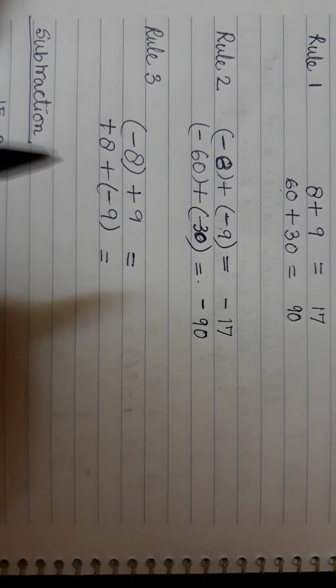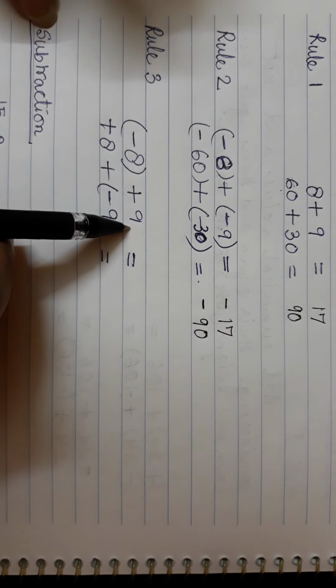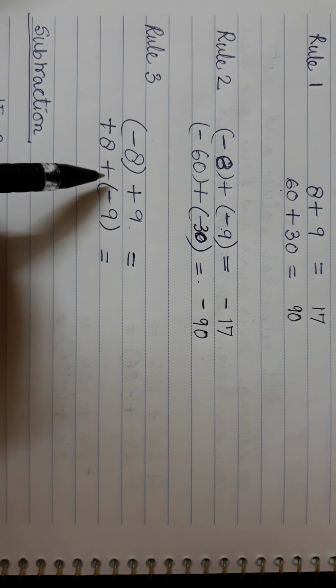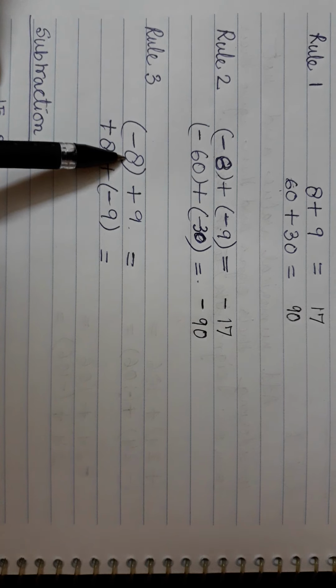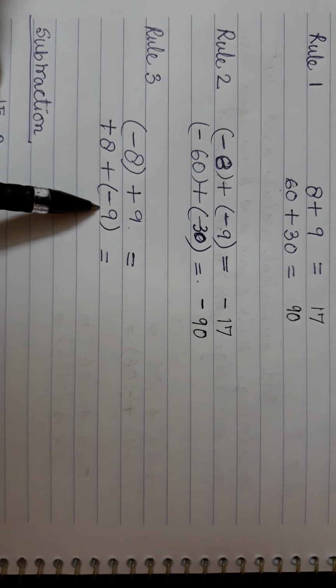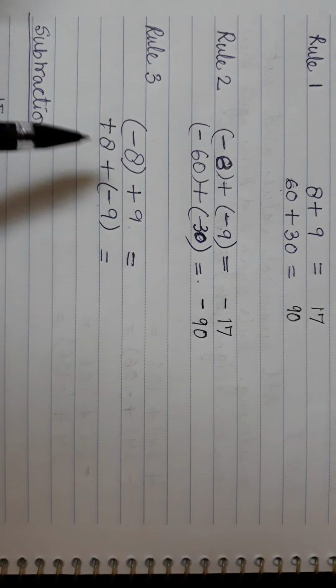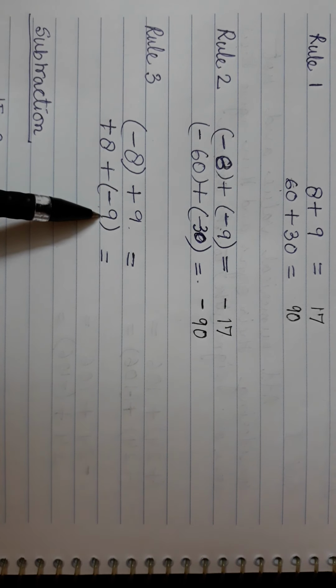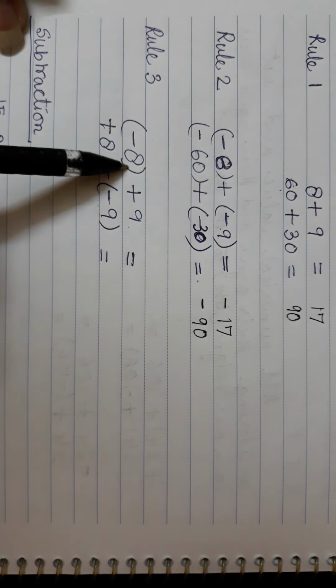Now rule number 3. Suppose one of the given integers is negative and the other is positive, and we get those two to be added. In that case, what do we do? The situation can be this, and it can be vice versa also. It means the first number is negative and the second is positive, or the first is positive and the second number is negative. So in such cases, first we find the difference of the given two numbers.